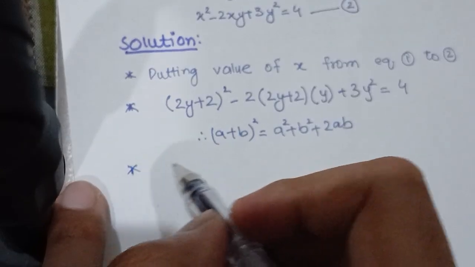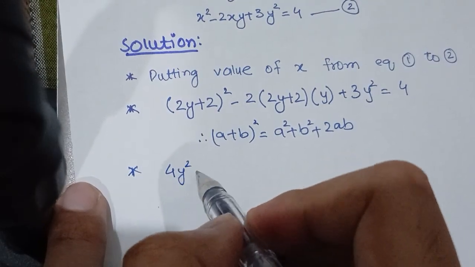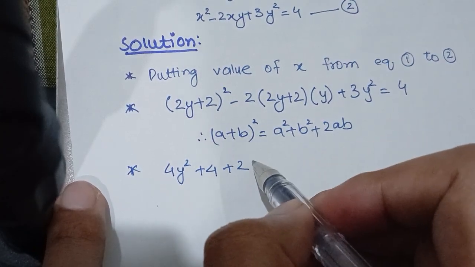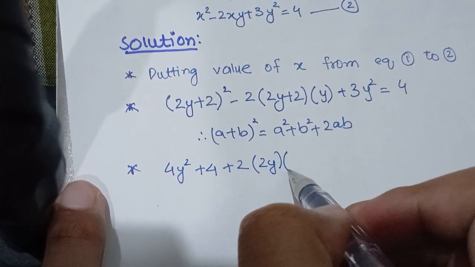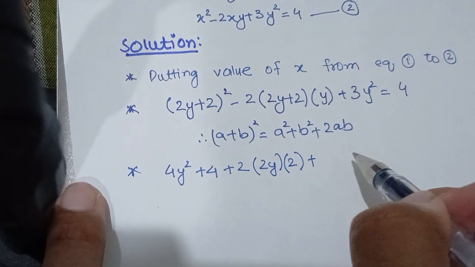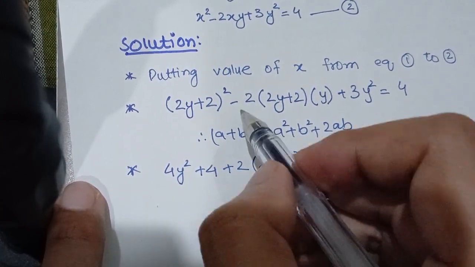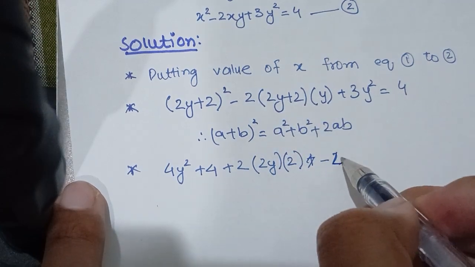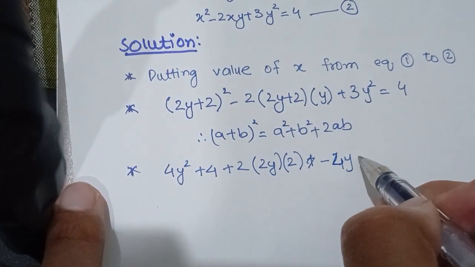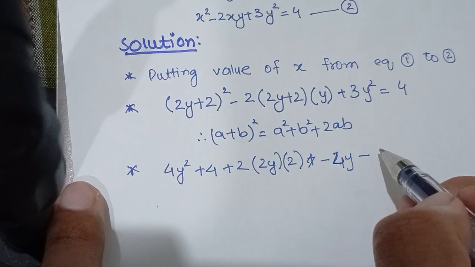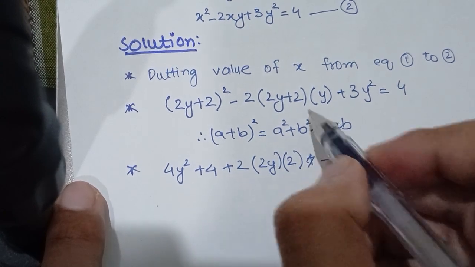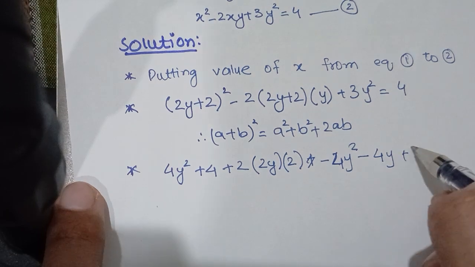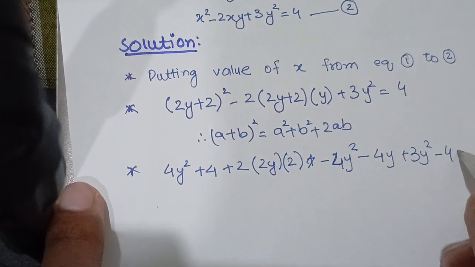So this will become 4y square plus 4 plus, from the formula, 2 into 2y into 2, 2 2s are 4, this will become 4y, minus 4y square, 2 2s are 4, and minus 4y plus 3y square minus 4 is equal to 0.